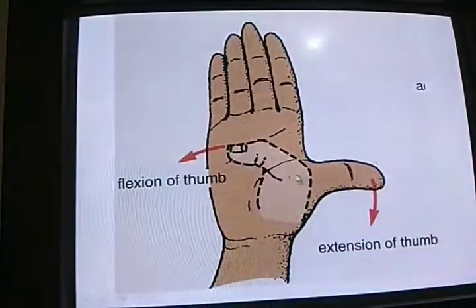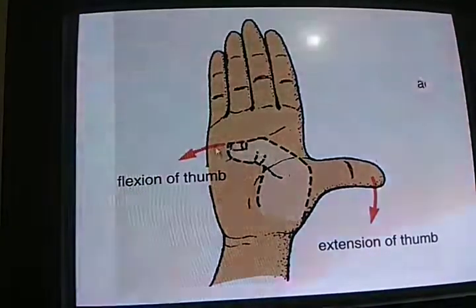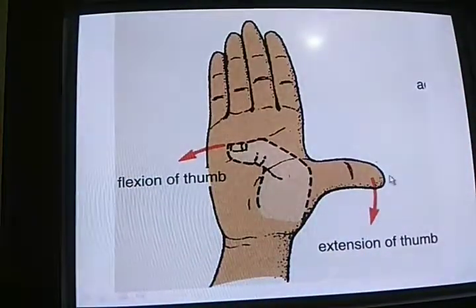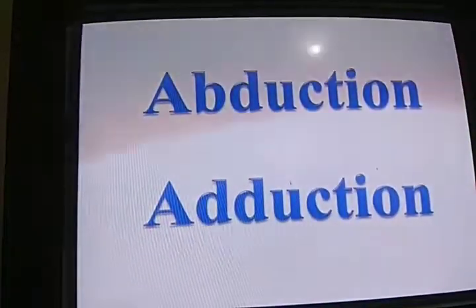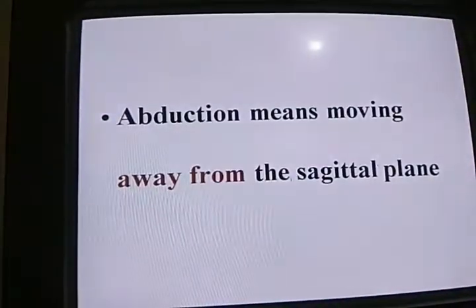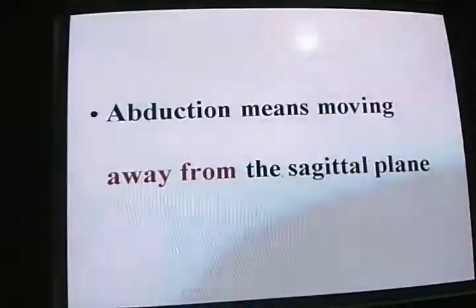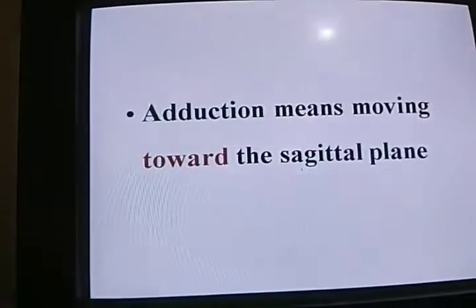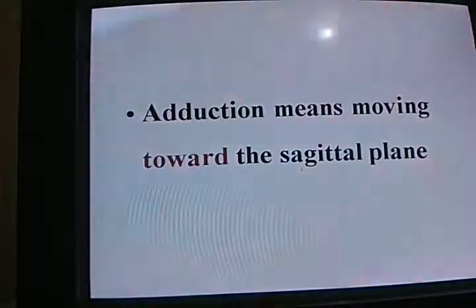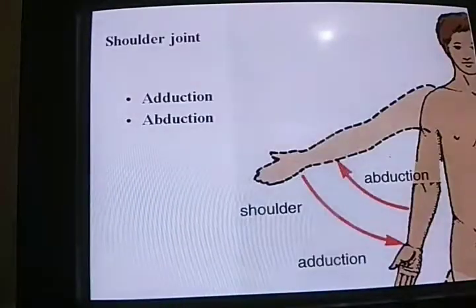The movement of the thumb. This is the flexion of the thumb. This is the extension of the thumb. Now, abduction and adduction. Abduction means moving away from the sagittal plane. Adduction means moving toward the sagittal plane.